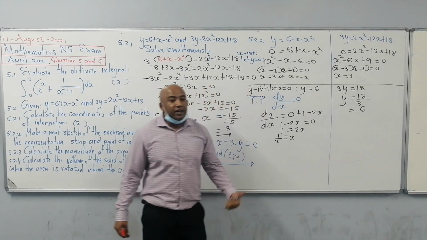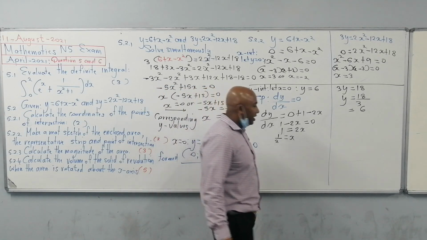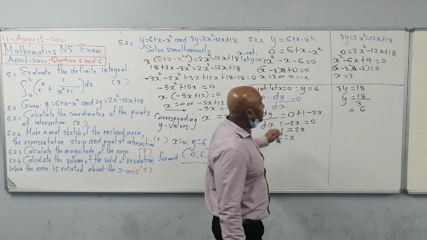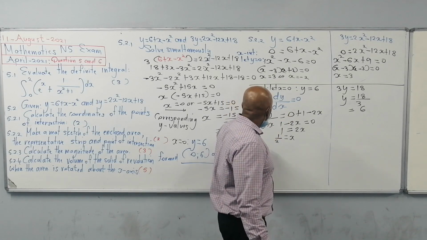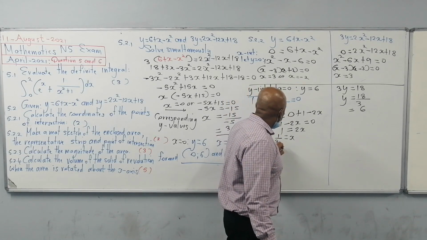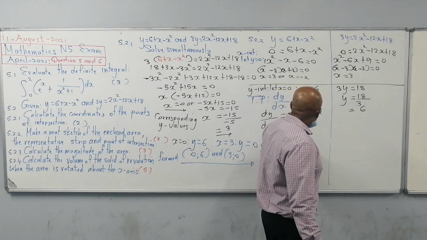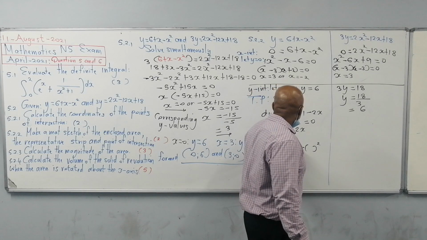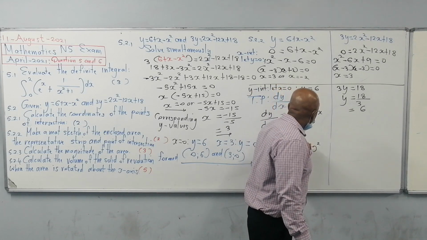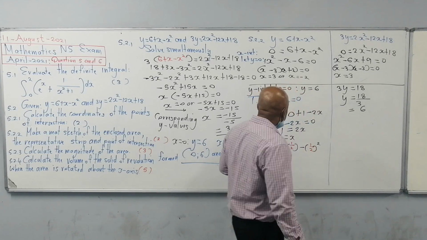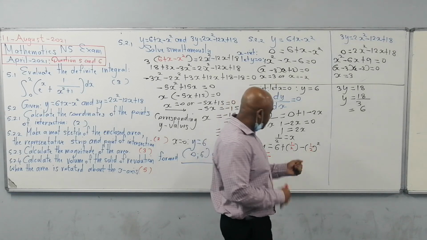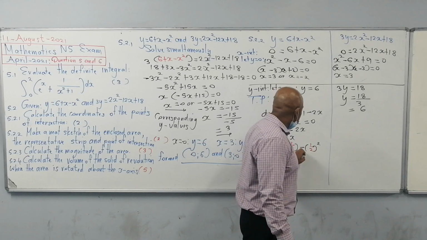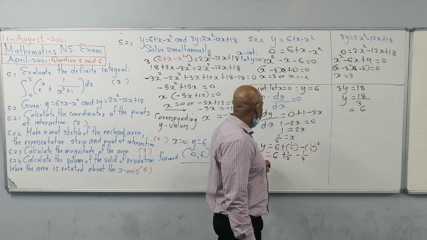Now we need to find the corresponding y value. So I will take x and substitute into that original equation. So y is equal to 6 plus x minus x squared. So my x here is 1 over 2. What do we get? So that's 6 plus half minus 1 over 4.